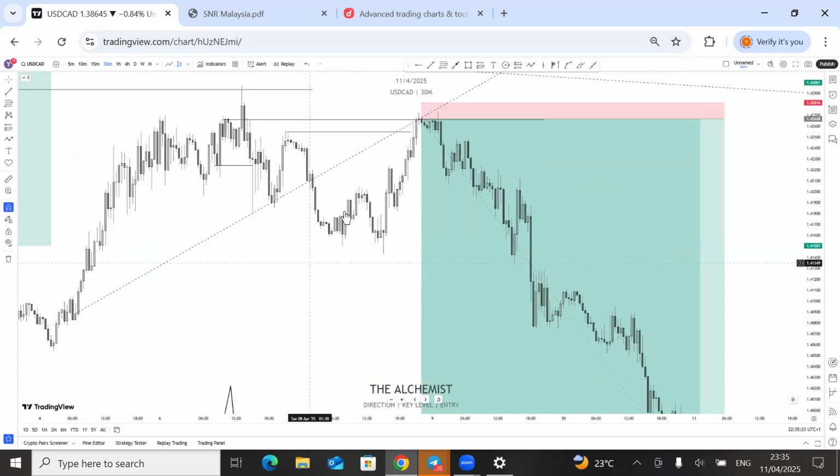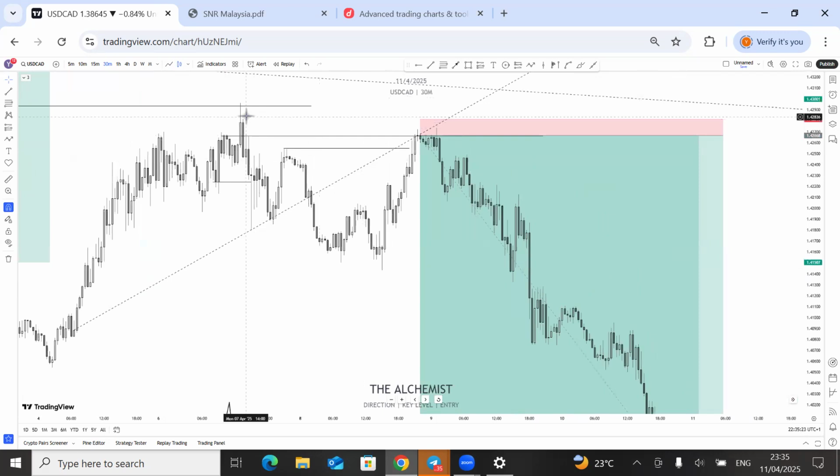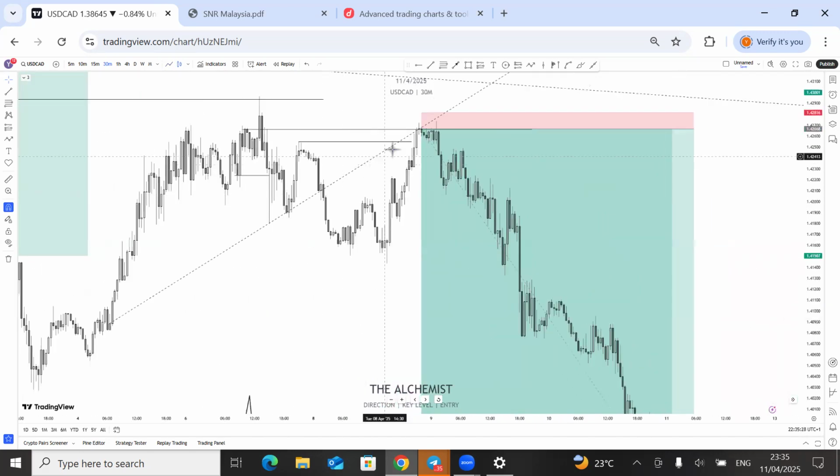So what happened? Price came, tap, and where are you setting your stop loss? Above here or above here? In case you don't want any noise. And what happened? Price went down.